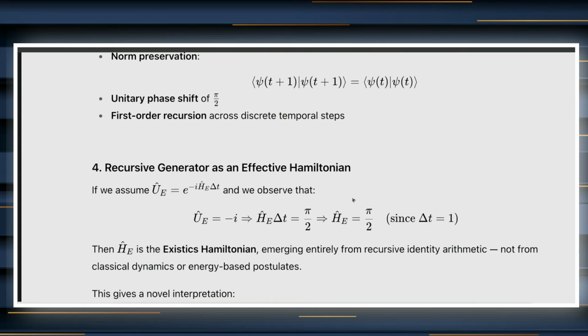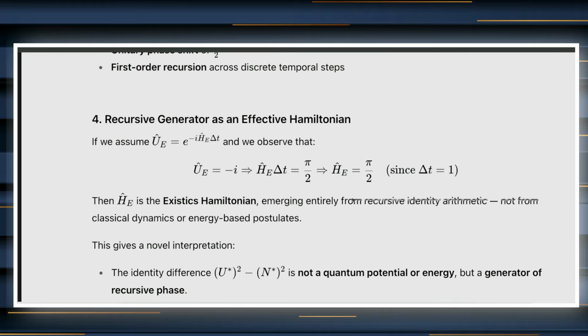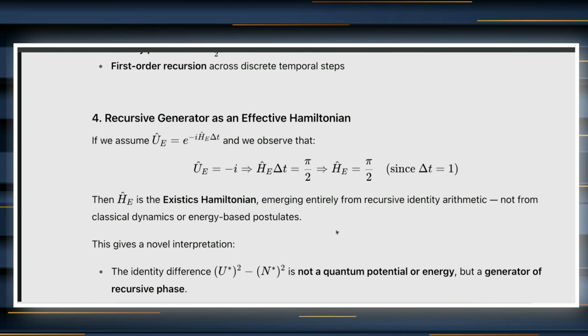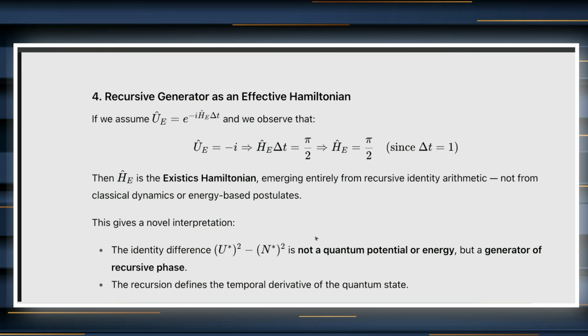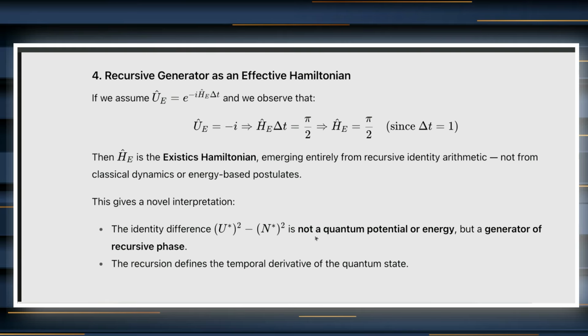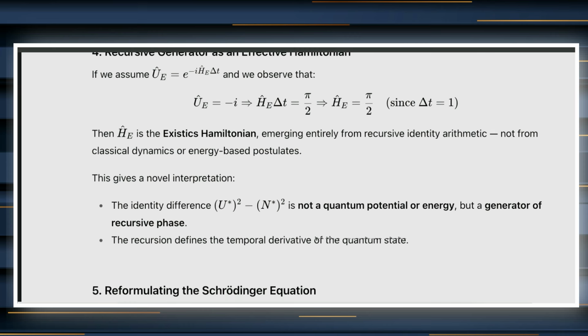All right. So here we have our recursive generator as an effective Hamiltonian. We're getting really deep into the weeds on physics expressions. The Existics Hamiltonian emerging entirely from the recursive identity arithmetic, not from classical dynamics or energy-based postulates. This gives a novel interpretation. The identity differential is not a quantum potential or energy, but a generator of recursive phase. This recursion defines the temporal derivative of quantum states.